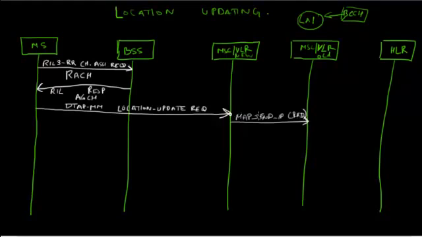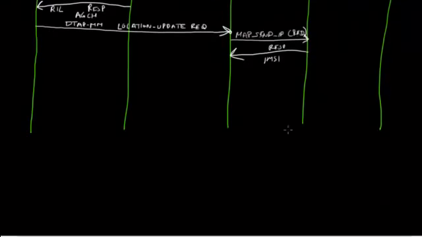Now this message actually means that the new MSC VLR is saying to the old one, hey, send me the IMSI, the international mobile subscriber identity of the mobile, because I want to authenticate. This comes back as a response message which has the IMSI of the mobile. Now at this point in time, MSC VLR, actually let's draw this.